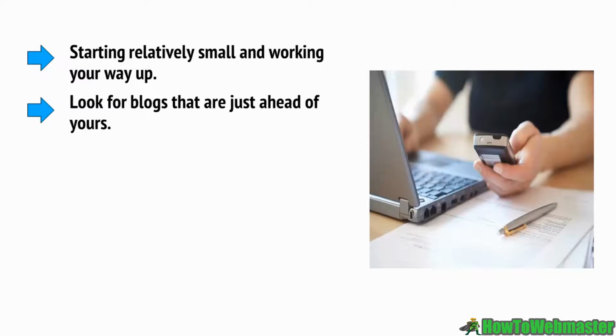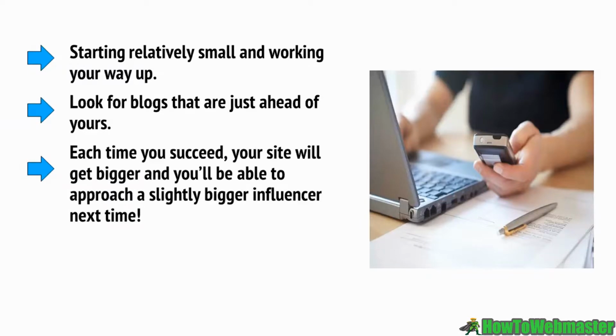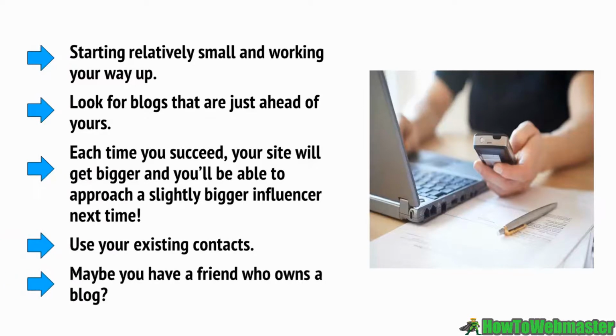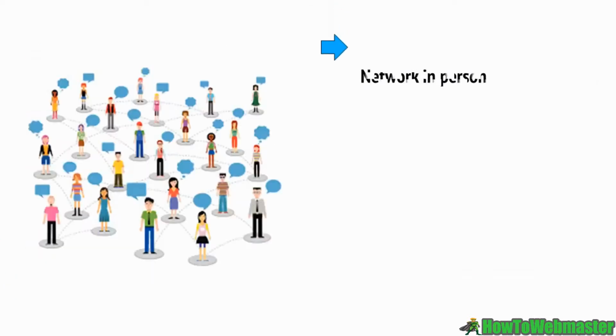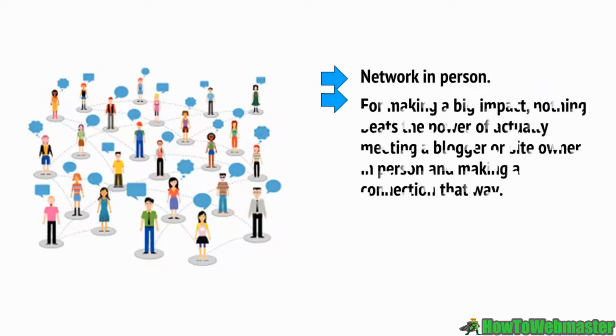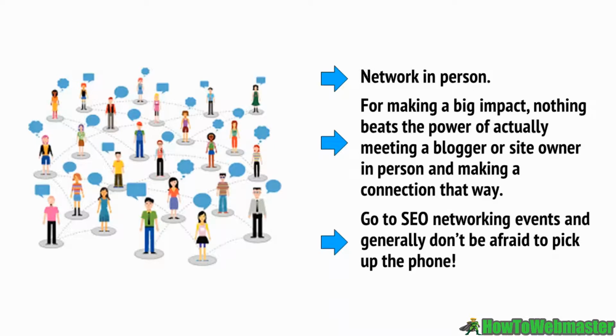Look for blogs that are just ahead of yours. Each time you succeed, your site will get bigger and you'll be able to approach a slightly bigger influencer next time. Use your existing contacts. Maybe you have a friend who owns a blog. Network in person. And for making a big impact, nothing beats the power of actually meeting a blogger or a site owner in person and making a connection that way. Go to SEO networking events and generally don't be afraid to pick up the phone.